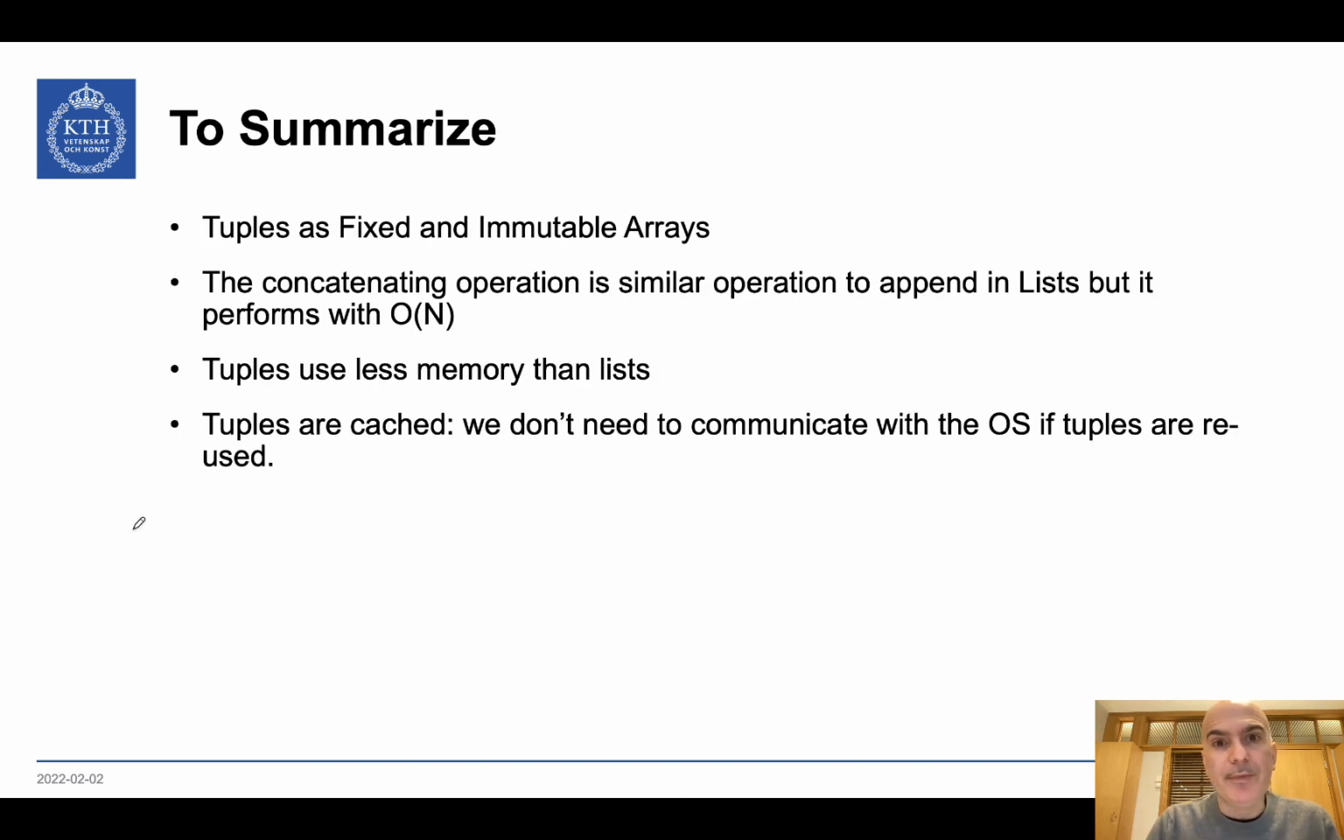To summarize, this is the last slide of this lecture. Tuples are fixed and immutable arrays, so if we try to modify an element of a tuple, we will get an error. The concatenating operation is similar to append on a list, but it's quite expensive, and it scales with the number of elements that we need to add. Tuples use less memory than lists, and tuples are also cached, so we don't need to communicate with the OS if tuples are used.